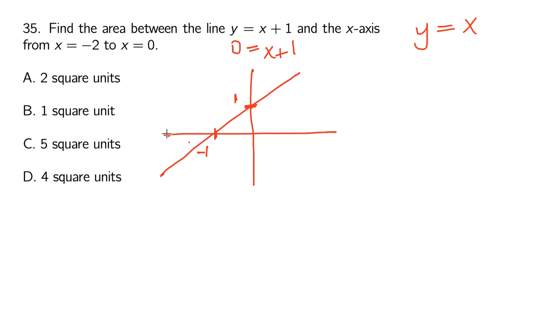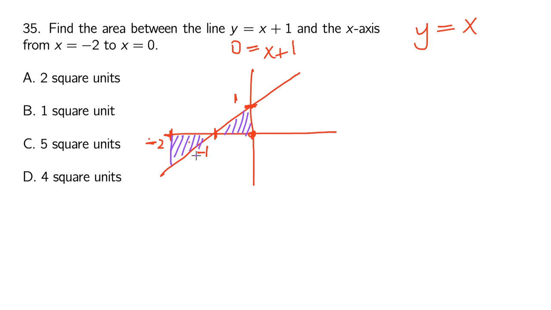Now when you draw this, he's asking us to find the area between this line and the x-axis from x equals minus 2 to x equals 0. Now this is x equals 0, this is x equals minus 1, x equals minus 2 is going to be here. So minus 2, and we are now supposed to find this area, which is this plus this. That's the area in question.